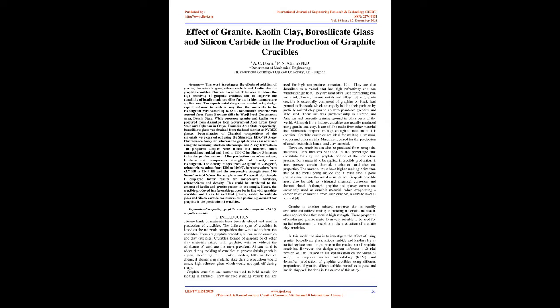The experimental design was created using Design Expert software in such a way that the materials to be investigated were varied up to 58%. Beneficiated graphite was sourced from Sama-Borkono, SP, in Warji local government area, Bauchi State, while processed granite and kaolin were procured from Akamkpa local government area, Cross River State, and Ogbanzu in Ohiya, Umuahia, Abia State, respectively. Borosilicate glass was obtained from the local market as PYREX glasses.